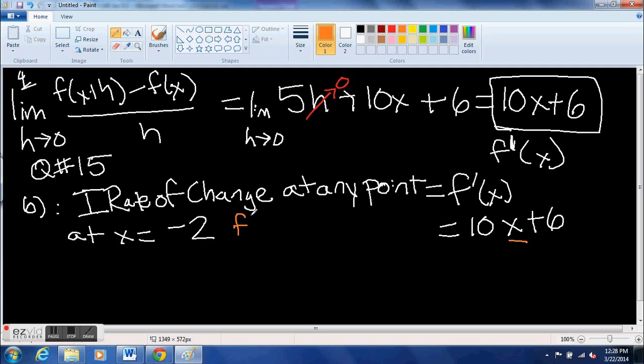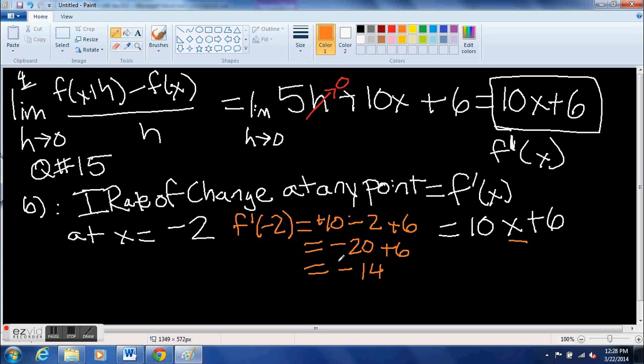So the instantaneous rate of change at -2 is the derivative evaluated at -2. That's 10 times -2 plus 6. That's -20 plus 6, which is equal to -14. So that is the instantaneous rate of change at the point x equals -2.